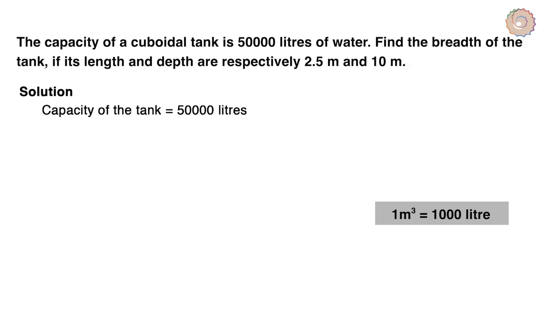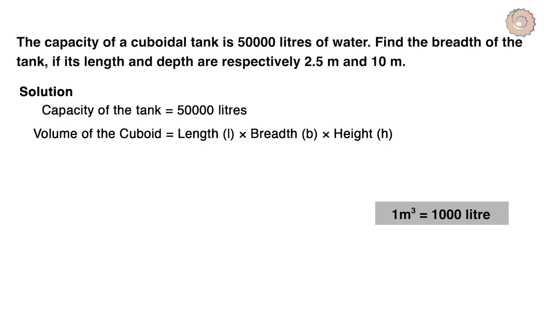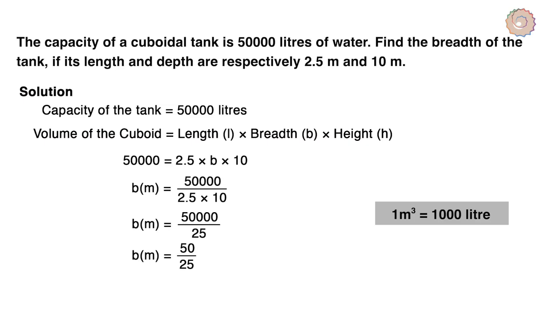The capacity of the tank is 50,000 liters from the question, and therefore the volume of the cuboid is given by length into breadth into height. That is, 50,000 is equal to 2.5 into b into 10. Now, solving for b, we get 50,000 divided by 2.5 into 10. That is, b is equal to 2 meter. Therefore, the breadth is 2 meter.